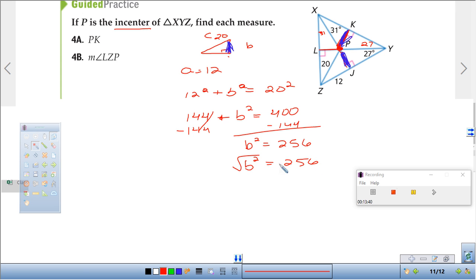You put it like that, yes. And they give me B is equal to 16. Okay, so I found out this one is 16 right here. So guess what? That's also 16 right there. And they want us to find PK, right? And PK is right here, equal to 16.